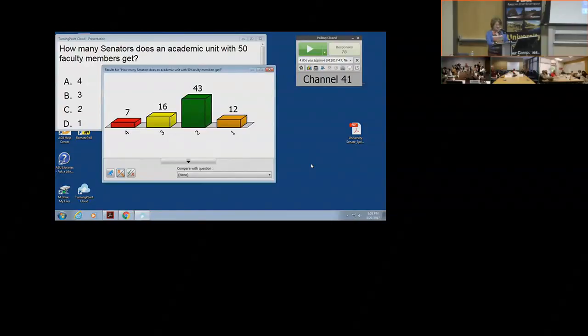Okay. Units that have between 0 and 39 academic assembly members get 1 senator. Between 40 and 99 academic assembly members get 2 senators. And for 100 or more, they get 3. So the answer is C. Thank you.